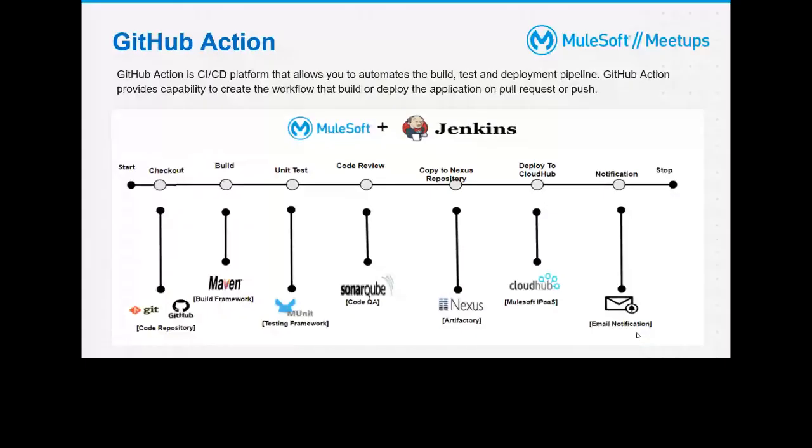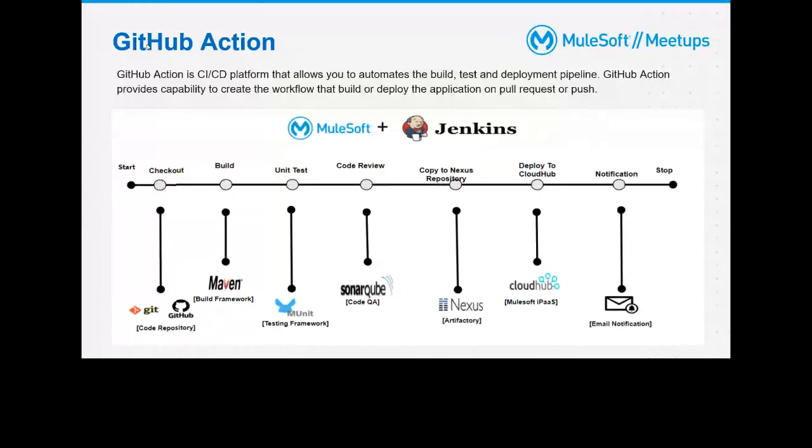So this is how a typical pipeline looks. Basically, you have GitHub Actions. GitHub Actions is a CI/CD platform that allows you to automate the build, test, and deployment pipeline. GitHub Actions provides the capability to create workflows that build or deploy the application on pull and push requests. Generally, like Jenkins or the Azure platform, it is used to do the deployment, perform the build, and perform the testing.